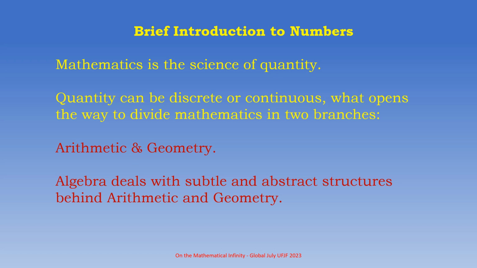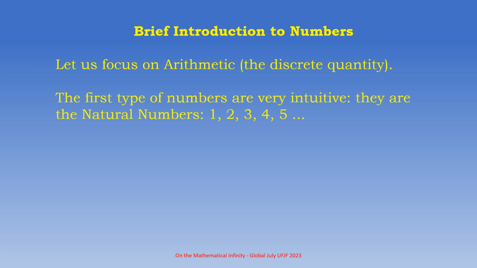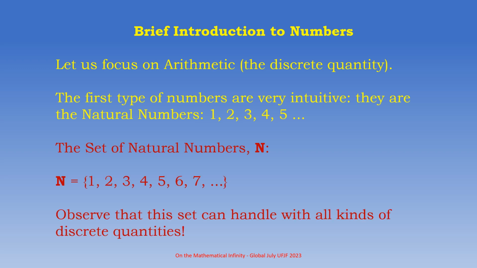So we are talking about quantity. Let us focus on arithmetic, the discrete quantity. The first type of numbers that I wanted to show you are very intuitive. They are the natural numbers. It's difficult to imagine someone that doesn't know what the natural numbers are. 1, 2, 3, 4, 5, and so on. 1 billion is also a natural number, right?